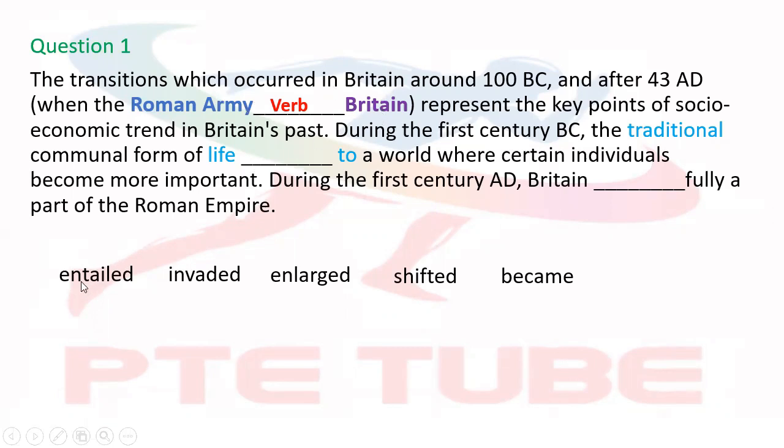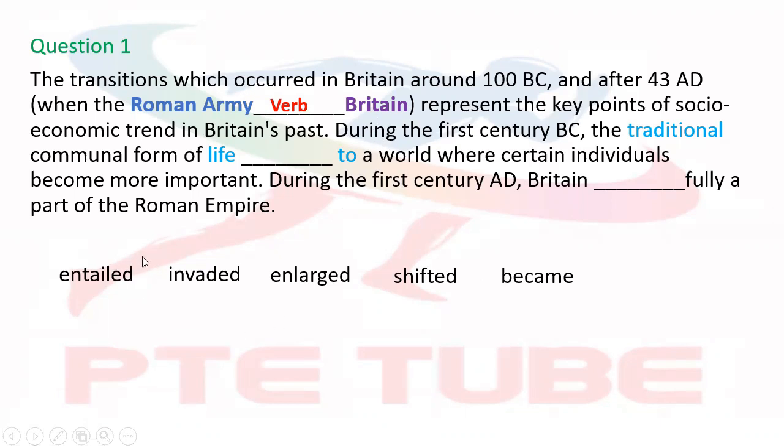What do they do? Entailed. Okay, it is a verb, but it's not going best with this. The next one, invaded. Okay, possible. Let's move on to the others as well. The Roman army enlarged Britain. Ruled out, not possible at all. The Roman army shifted Britain. No, how can they do that? The Roman army became Britain? The army cannot become Britain, isn't it?